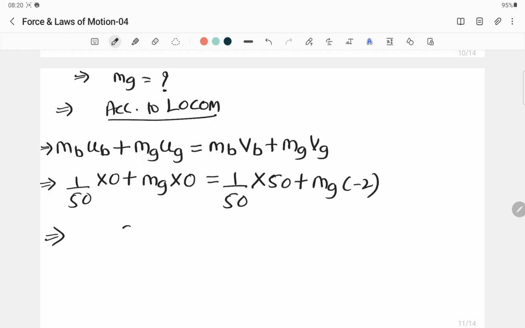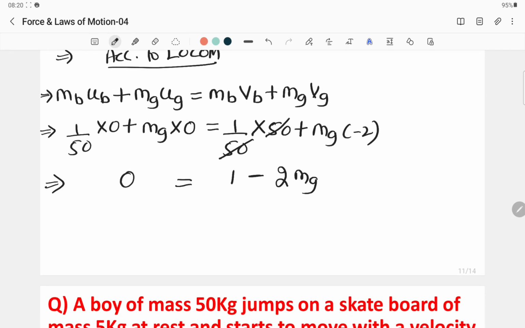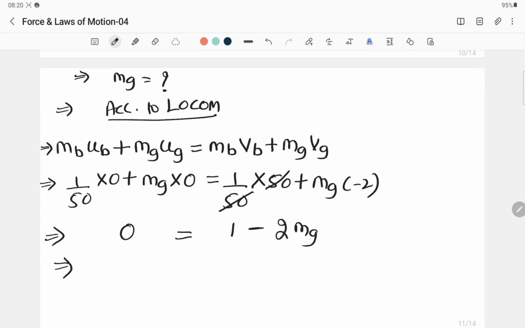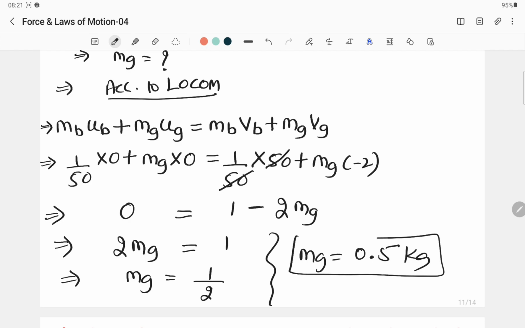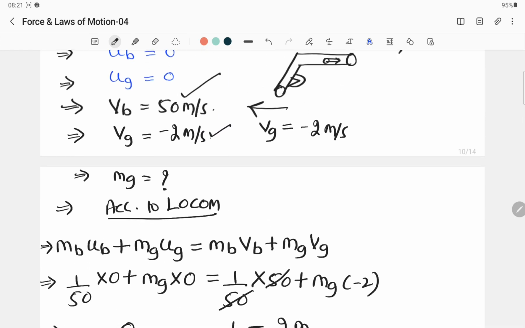Alright, so this whole LHS becomes 0 and this is equal to 50, 50 get cancelled, 1, then plus into minus, it becomes minus 2 mg. Alright, so let us send this minus 2 mg that side, it becomes 2 mg. 0 is there, nothing will happen. 0 plus 2 mg is 2 mg and that is equal to 1. And if you want to find the answer from this, mg is equal to 1 by 2, which means 0.5 kg. 0.5 kg you can also write as 500 gram, because 0.5 into 1000 is 500 gram. Alright, so this is how you have to make an approach.